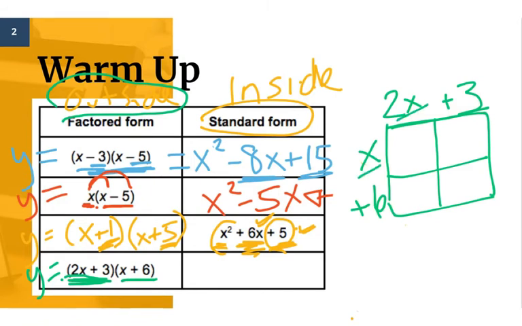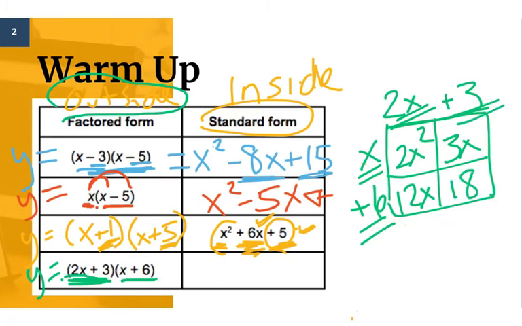x times 2x, 2x squared. x times 3, 3x. 6 times 2x, 12x. And 6 times 3 is 18. Now, notice I don't have any negatives in there. All right. If I don't have negatives, then that means it's a positive or a plus. So I only have one term that's an x squared term.